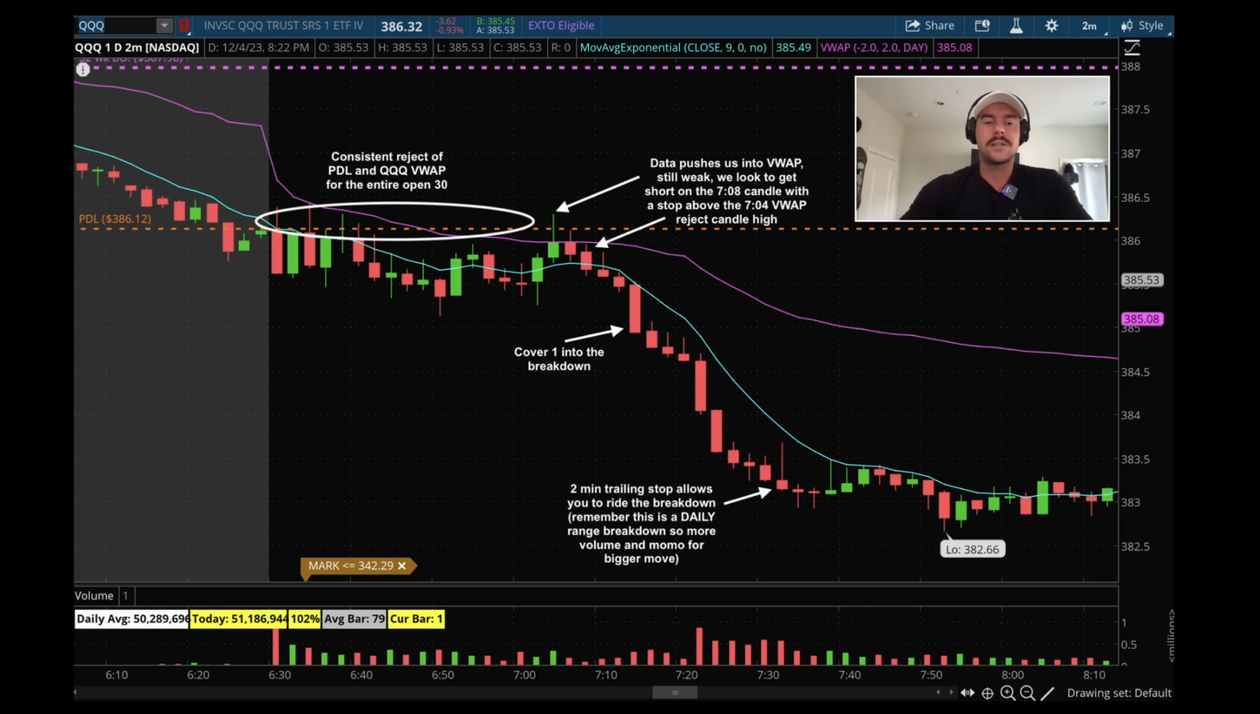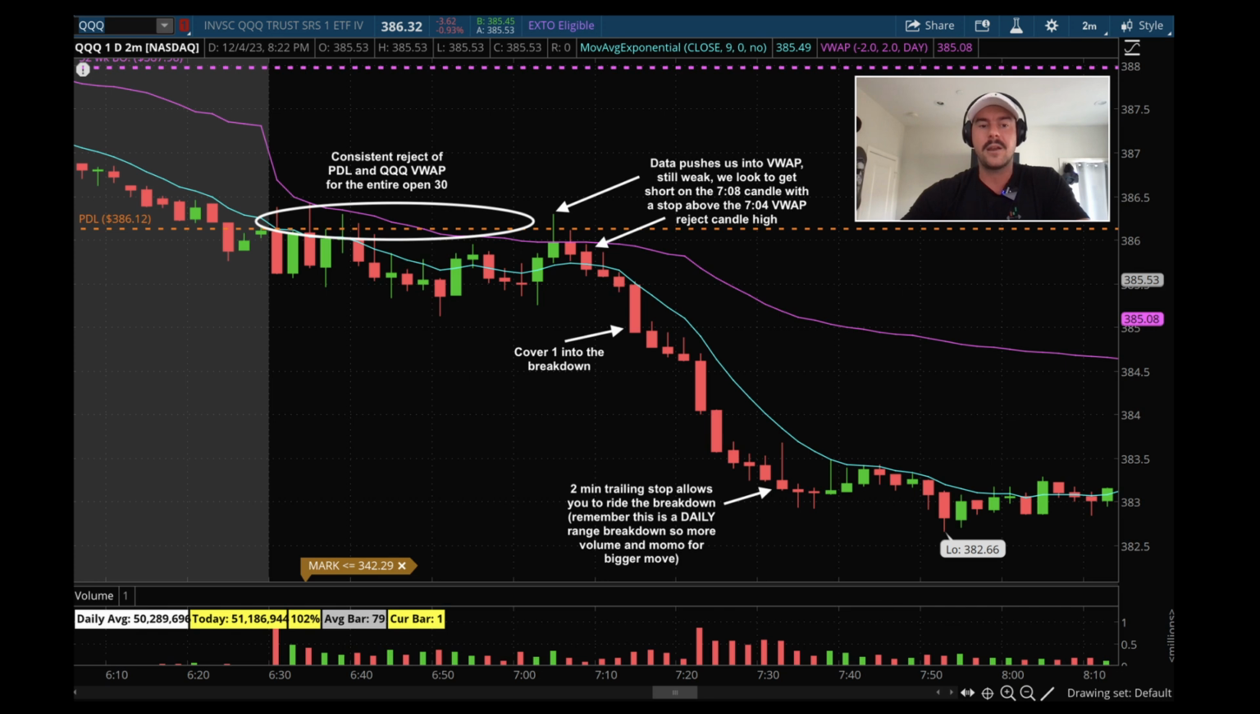Like I said, I've already collected all this data in the first 20 to 25 minutes: we're staying under prior day low, we can't even get above it, and we're rejecting VWAP the whole time. Now into 7 a.m., we get a little pop and we can see buyers attempting to push us higher. We get the push above VWAP there, but as I annotate here, we can't get above it and we still close below it.